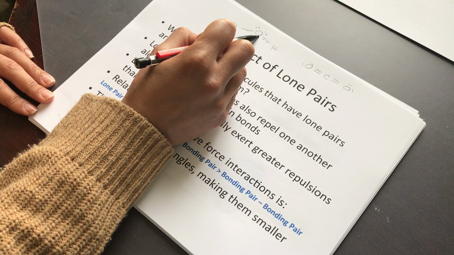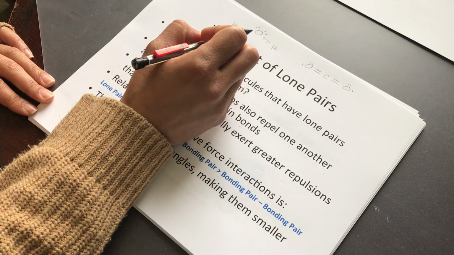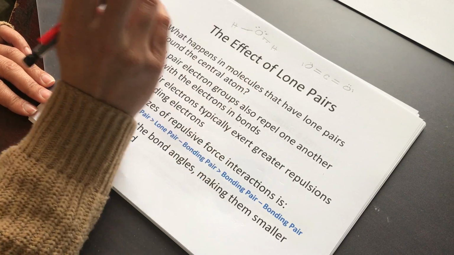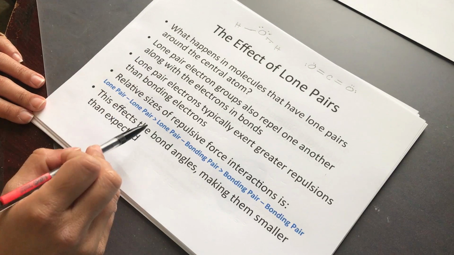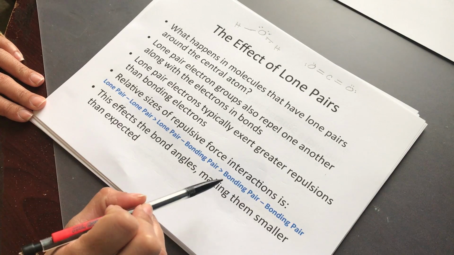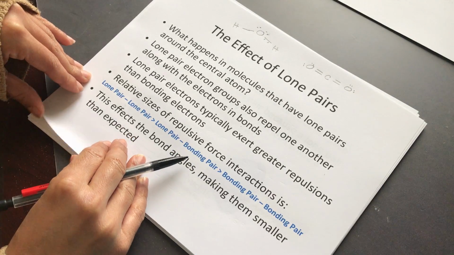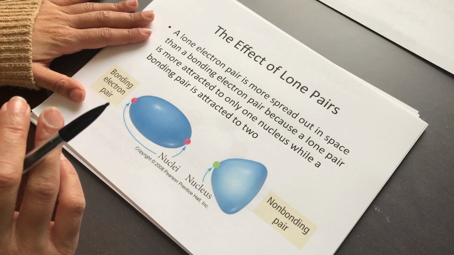Therefore, since there's less attraction for lone pairs, these have a greater force of repulsion, which therefore causes bonds to bend more, changing the geometry. The repulsion is strongest for lone pair-lone pair, then lone pair-bonding pair, and then bonding pairs. The effect is bond angles that are smaller than expected. The effect of lone pairs.